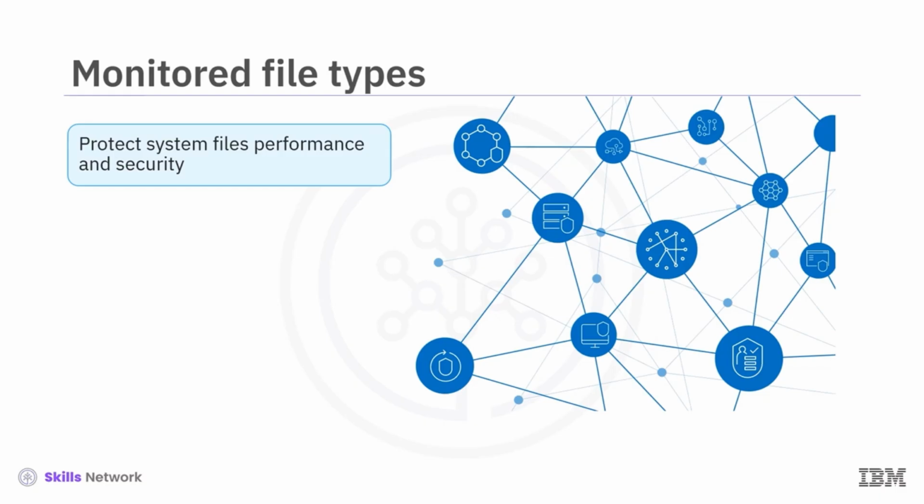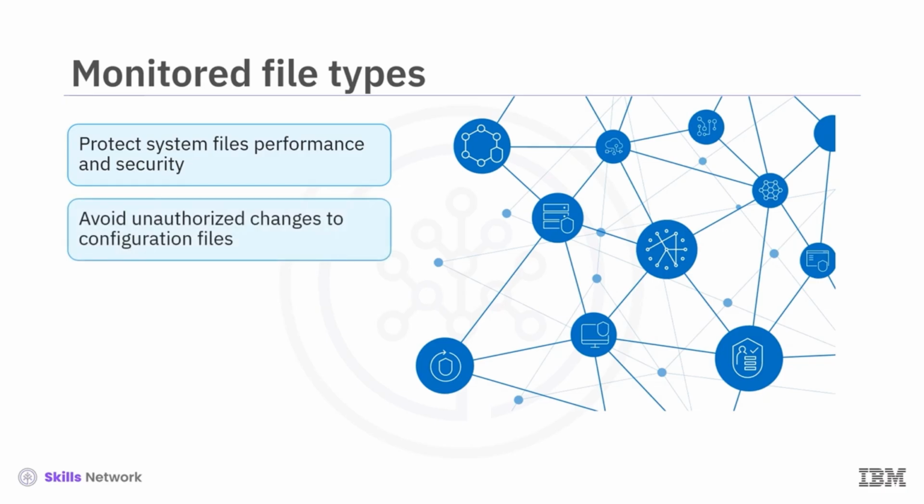System files are essential operating system files critical for the system's functionality and security. Unauthorized changes to these files can significantly impact system performance and security. Configuration files determine the settings and behavior of both system and application software. Unauthorized changes to configuration files can lead to misconfigurations, making the system vulnerable to attacks.